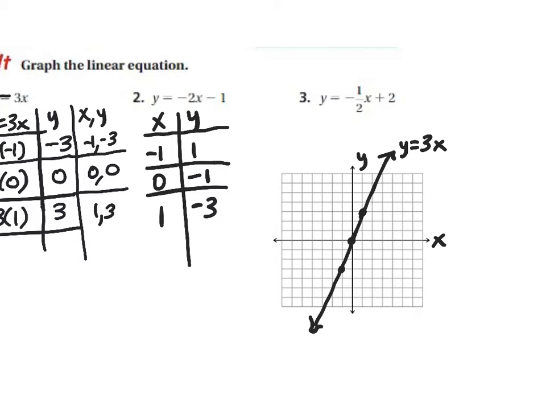I'm going to switch a color. (-1, 1), (0, -1), and (1, -3). So I will connect that, and I will label it y equals -2x minus 1. Some of you might be saying, oh, that's a negative slope. We'll get there. So I'm going to skip the third one and move on to how to graph without a table.